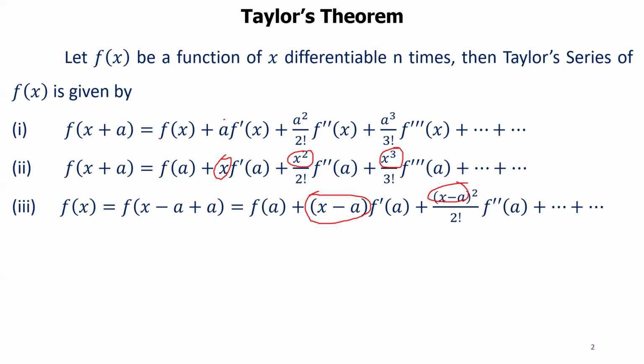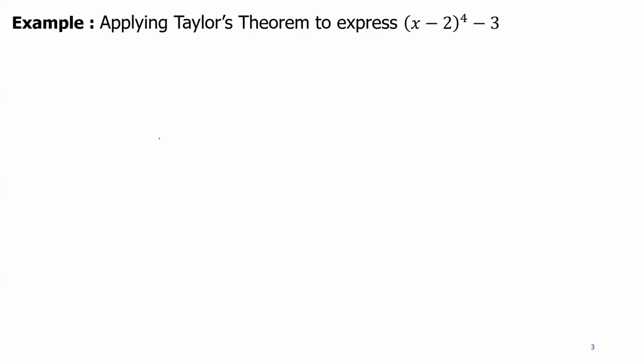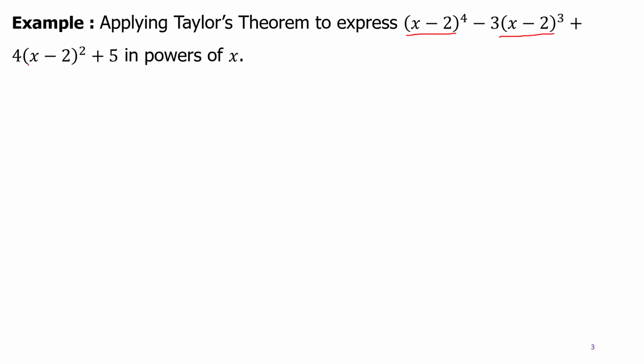Let us start with example number 1. Applying Taylor's theorem, express (x - 2)⁴ - 3(x - 2)³ + 4(x - 2)² + 5 in powers of x. In this expression, the term is x - 2 throughout, so the whole expression is written in terms of x - 2. We want to express this in powers of x only by using Taylor's theorem.